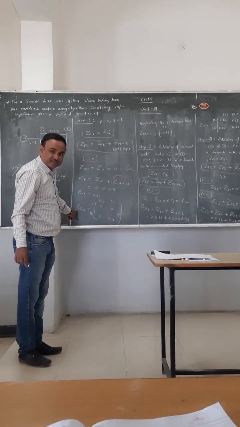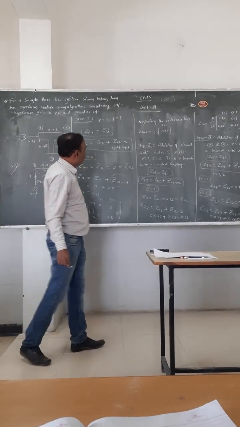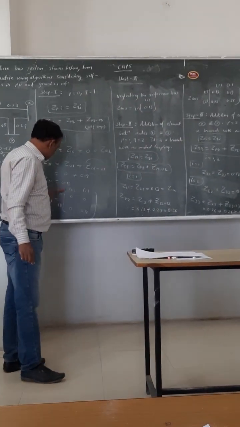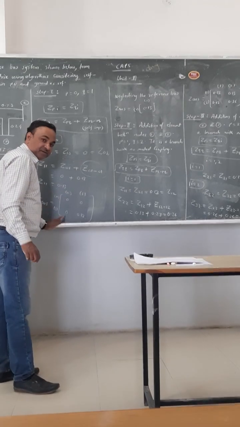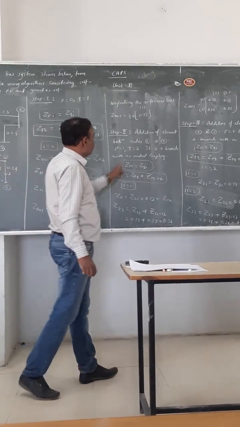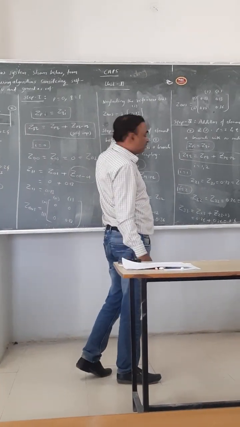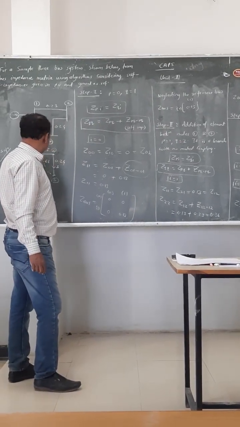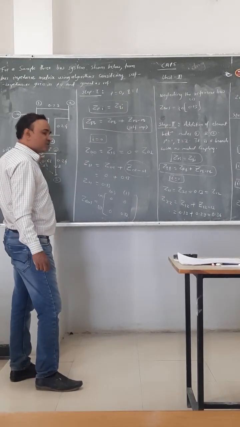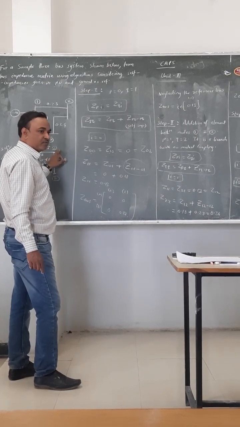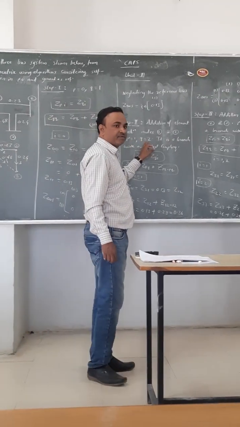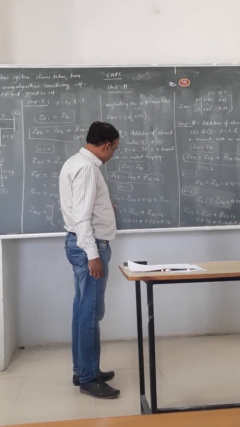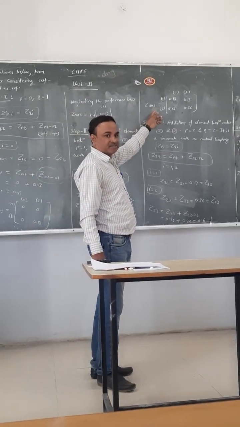Firstly, we obtained this Z bus matrix. Then we have neglected the reference bus, so this 0 node is eliminated. So the remaining is only Z13. Is it clear? Then we have added element number 2 between the nodes 1 and 2. So we have taken P equal to 1 and Q equal to 2. We have used the same formulas and found the next Z bus.